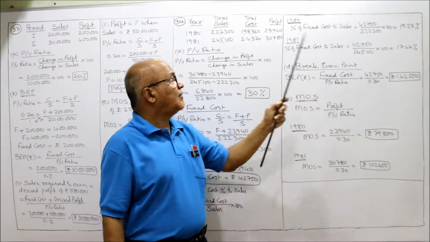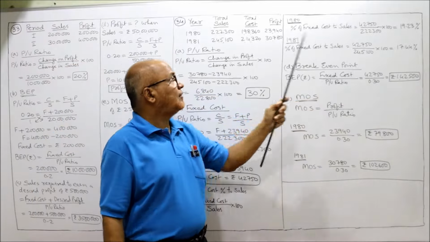RAM agencies sold during 1990-91 and 1991-92. So 2 years data is given. The first year is 1990-91. Second year is 1991-92. So how many units are sold? In the first year 7,000 units are sold and in the second year 9,000 units are sold at rupees 100 each. The selling price per unit is 100.